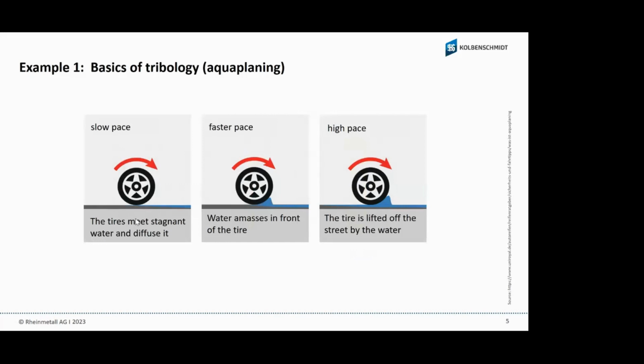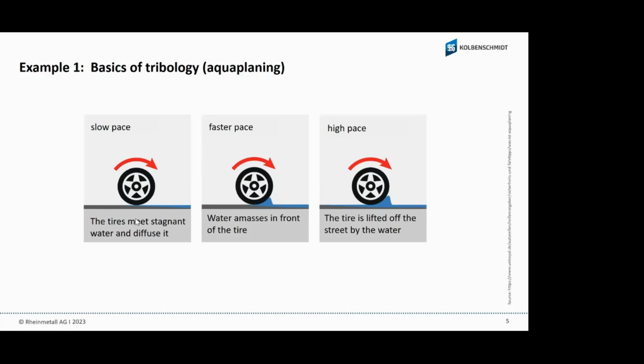It is the same effect that we have when we drive a car at high speed and there is a lot of water on the road. At slow speed, the wheel pushes the water to the left and right side, and the wheel has contact with the road. When the speed is higher, the water is in front of the wheel, and the critical point comes when the speed is much higher.